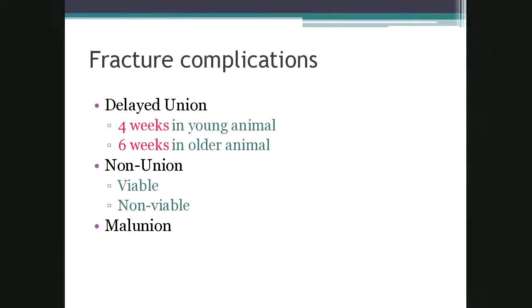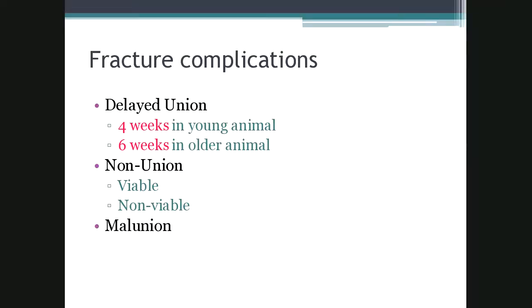Now we get back to a further discussion on delayed union, non-union, and malunion. So delayed union just means that the bone takes longer to heal than it should. This could be due to many factors, for example, infection of the fracture, instability of the fracture, metabolic or nutritional conditions of the animal. The rules of thumb are 4 weeks in the young animal and 6 weeks in the older animal. Delayed union may continue to a non-union, and non-union is split into viable and non-viable.